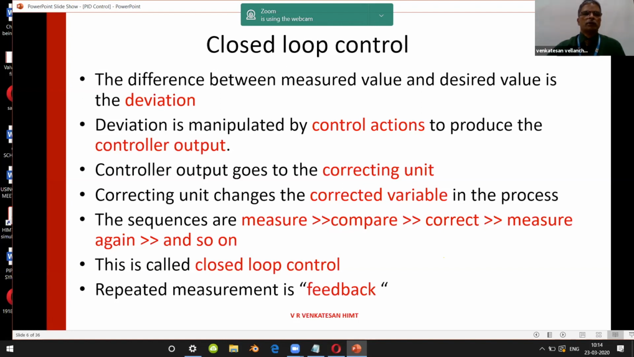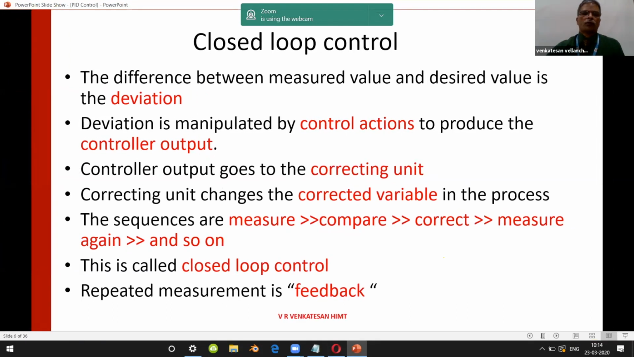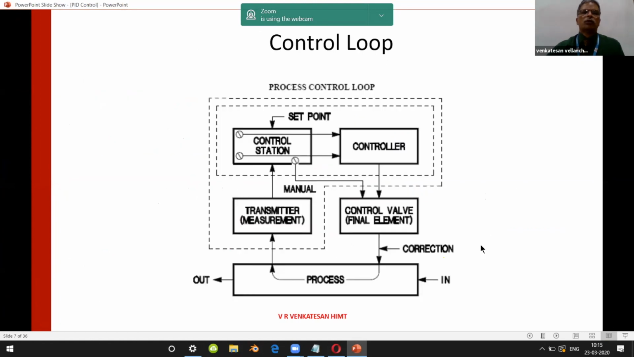So in the most common feedback control or closed loop control, repeated measurement is called feedback. You measure once, correct, and after correction, measure again. That repeated measurement is called feedback. This shows the closed loop control, and this is a simple diagram.